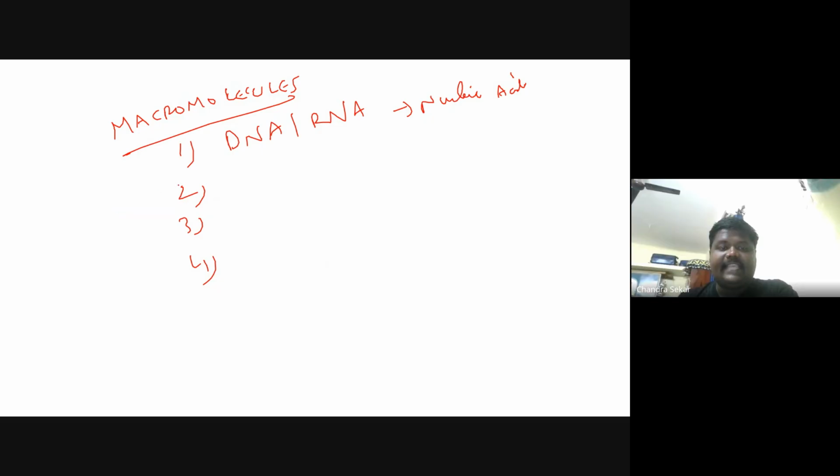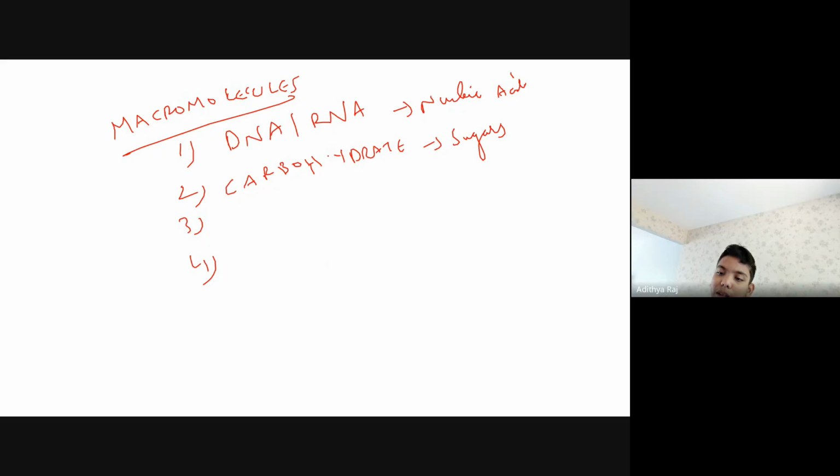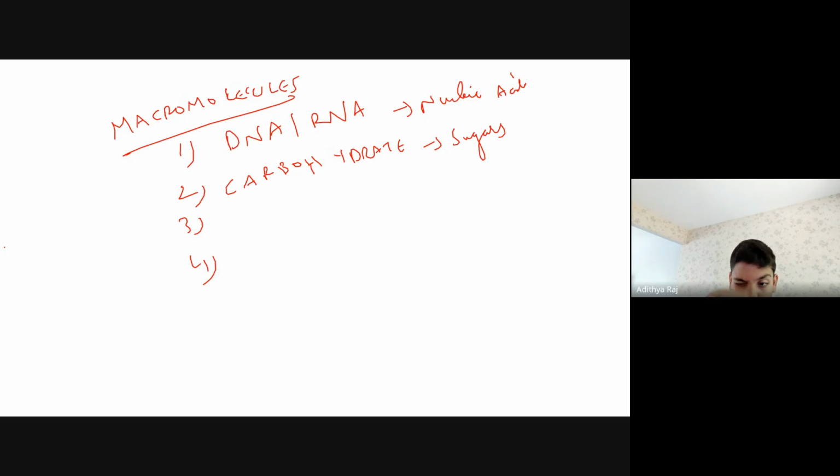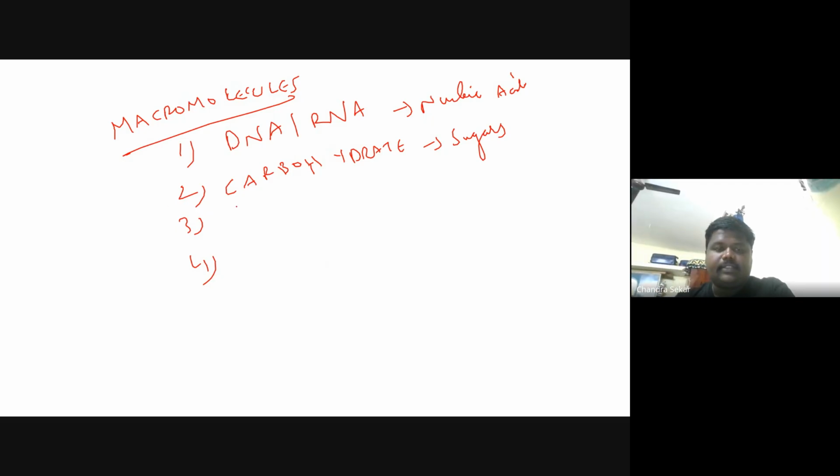The second important thing is carbohydrate. In common terms, we call them sugars. You remember carbohydrates are in a lot of dietary advertisements, they call them carbs. Stop eating lots of carbohydrates. So carbs are also part of the body, and they also perform a very important function in our body. So the second important macromolecule is carbohydrate. Clear? The third important is our protein.